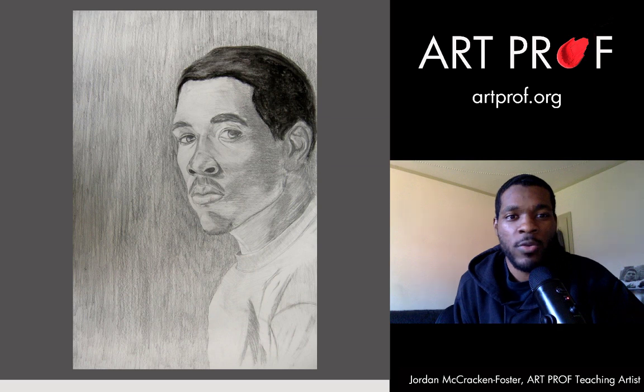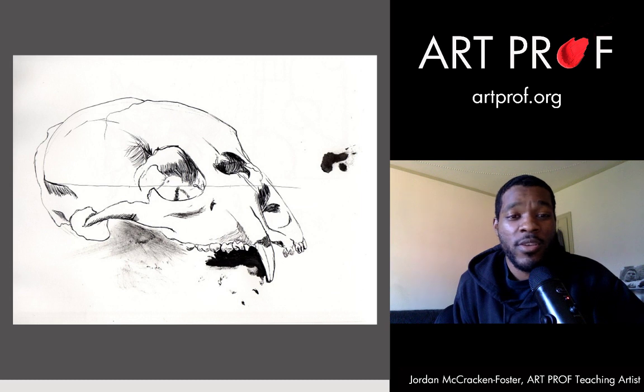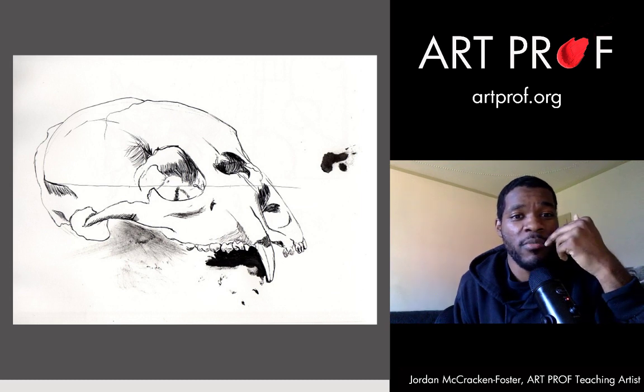So yeah. Okay, this was a study I did of a skull, obviously. I can't remember what type of skull it was. I don't even think I paid attention. I was just like, oh, cool skull, boom, draw it.